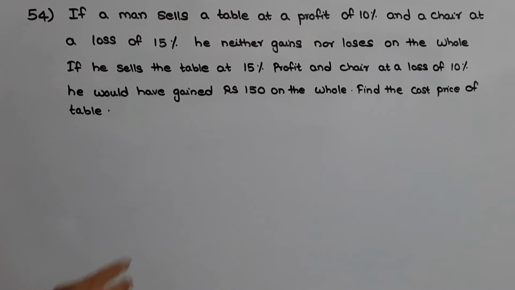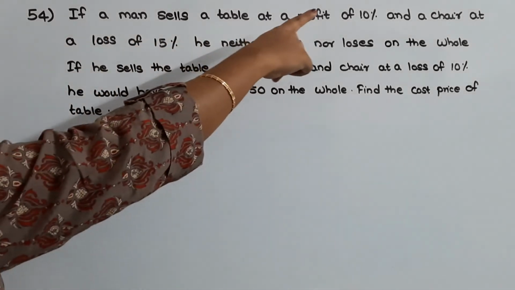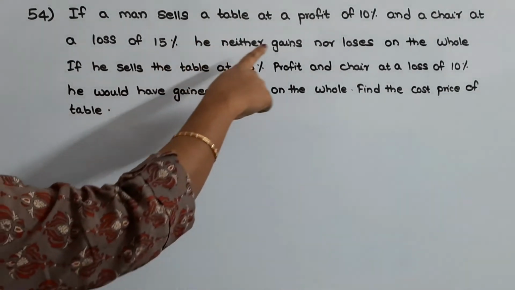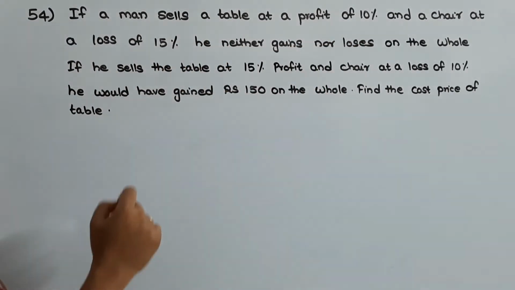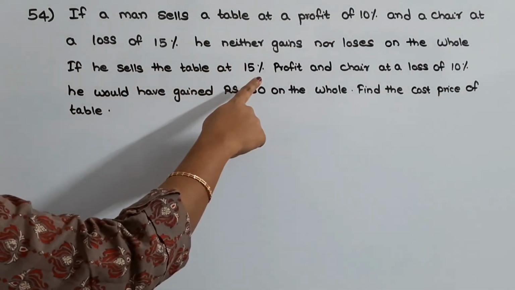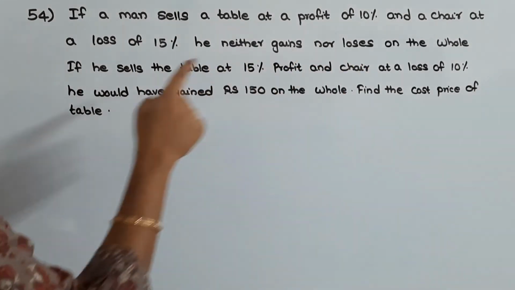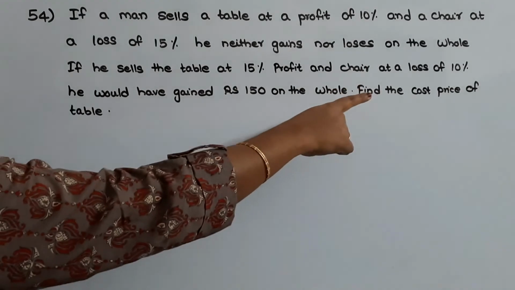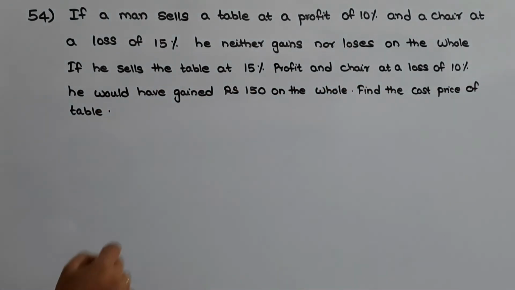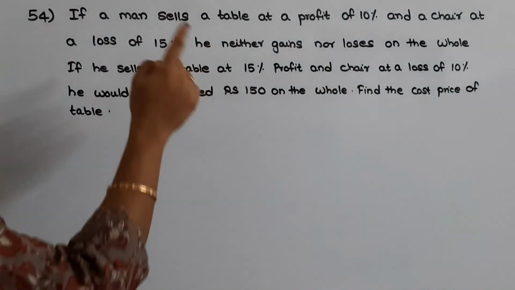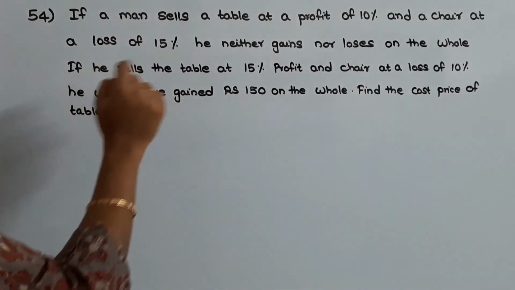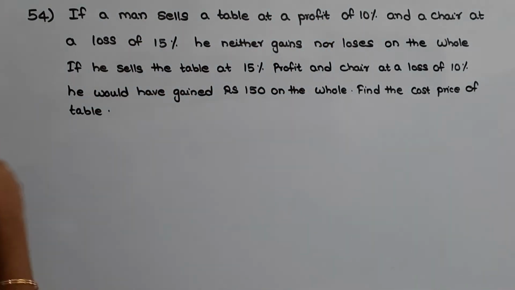The next question is, if a man sells a table at a profit of 10% and a chair at a loss of 15%, he neither gains nor loses on the whole. If he sells the table at 15% profit and chair at a loss of 10%, he would have gained rupees 150 on the whole. Find the cost price of the table. So in this question they are telling that a man on selling a table at a profit of 10% and chair at a loss of 15%, he neither gains nor loses.